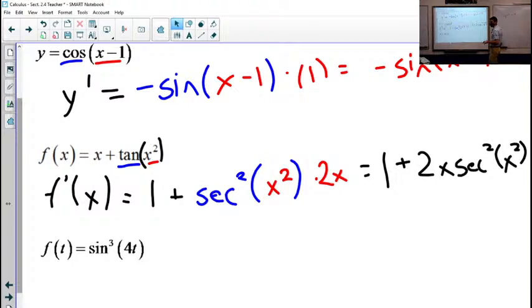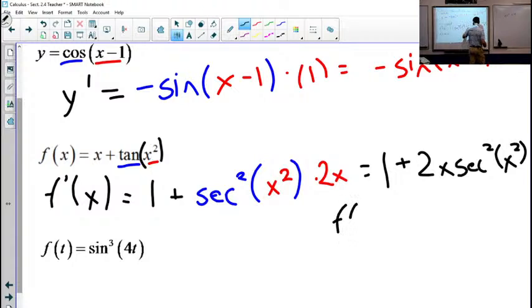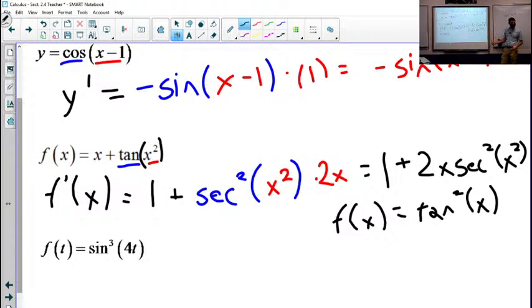I just want to do one more off to the side so that you see what this looks like. If it were tangent squared of x instead of tangent of x squared, if it were tangent squared of x, now my tangent of x is the innermost function, and the outermost function, because this could be rewritten as tangent of x squared. So we have tangent as the inner function. What's happening to tangent is that it's getting squared.